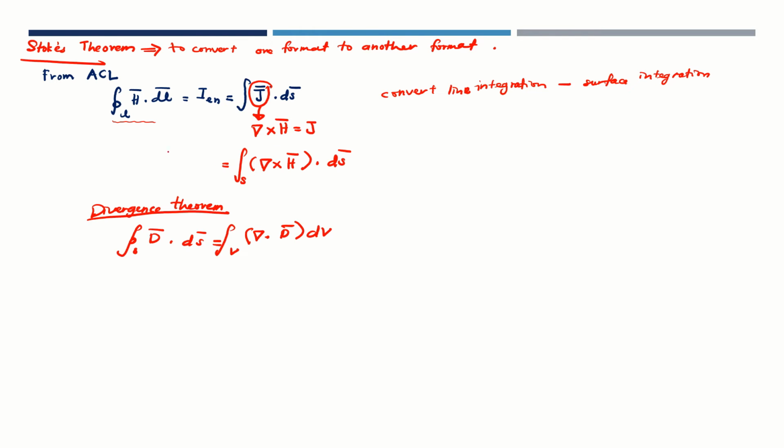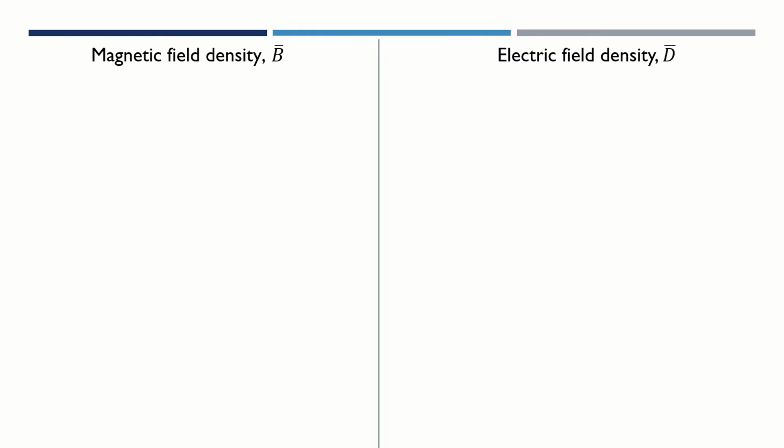Where it shows that from the line integration, you can change into surface integration. But the information you need is that you have to have the information of H, and you have to know the ds surface. And for the line integration, you have to know the H and also the displacement area.